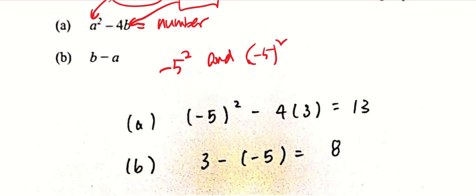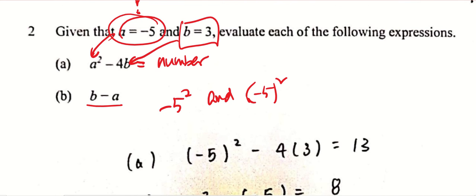Next, minus 4b. Well, b is 3, and A is -5, so I'm just going to write this above, 4b. What does it equal to? Press your calculator and you get 13. So simple. Again, another type of free marks.